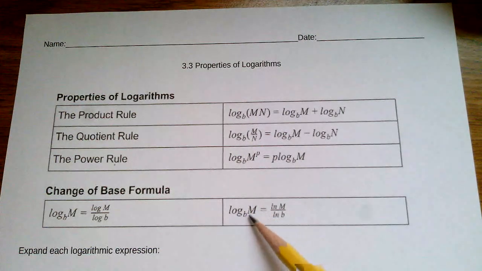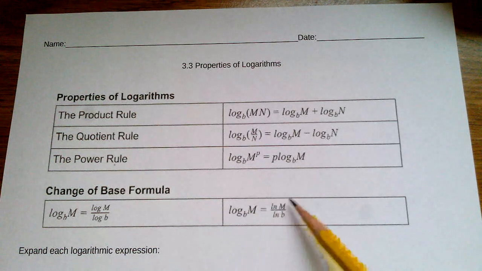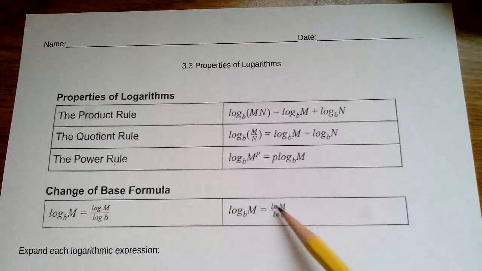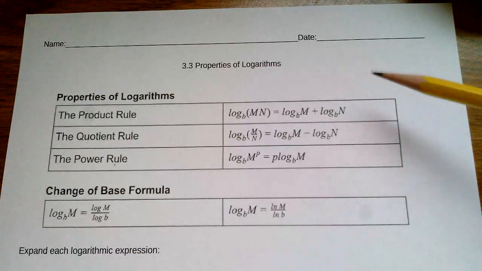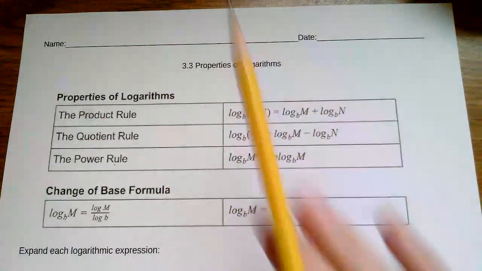Similarly, you can also change and just take the natural log of m over the natural log of b. So we'll go through some examples towards the end of our notes, but you do want to memorize all of these formulas.